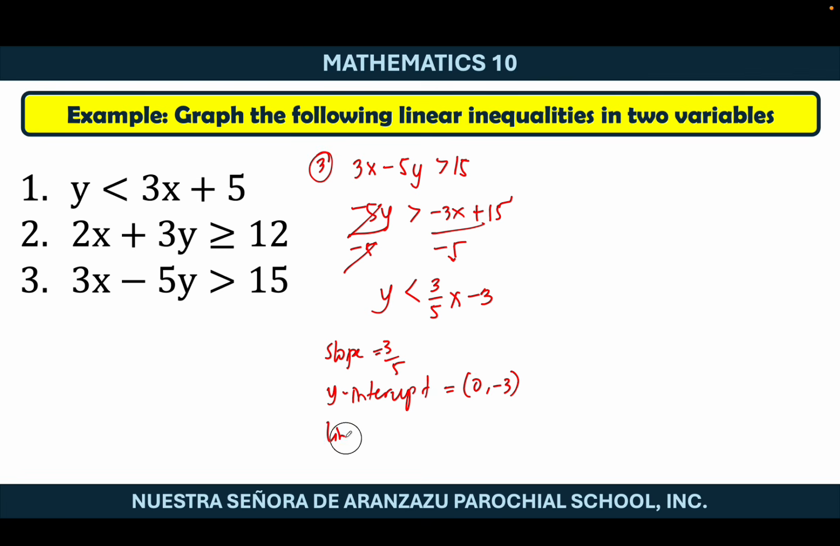Then, yung line natin, since ito na pala yung titingnan natin, itong bago. Okay? Less than. So, that is dashed line. Then, yung solution natin is below or above. Okay, since less than ang ginamit, below. And then, you may start graphing that one.